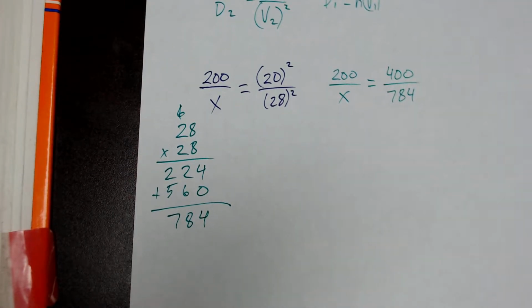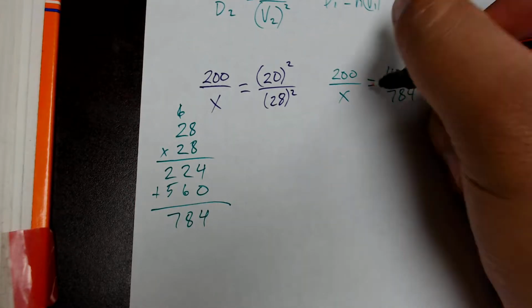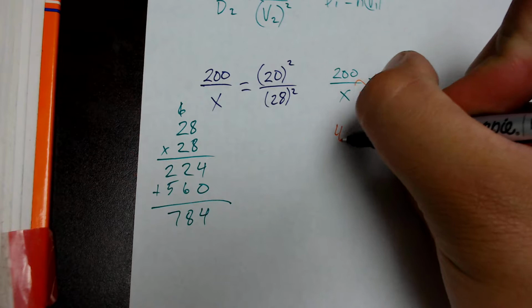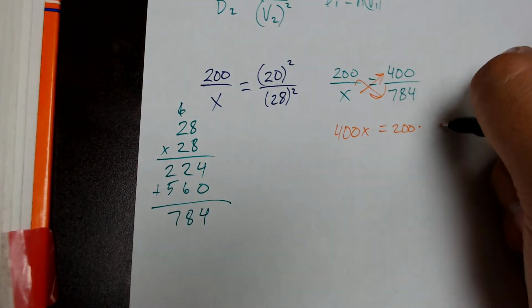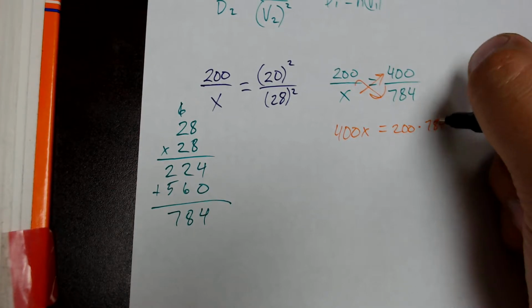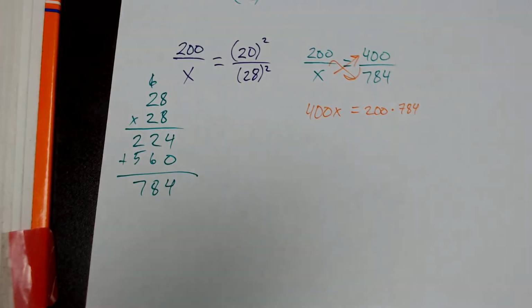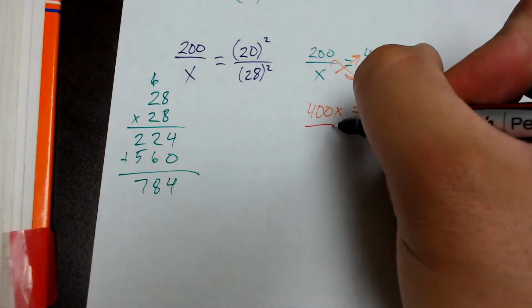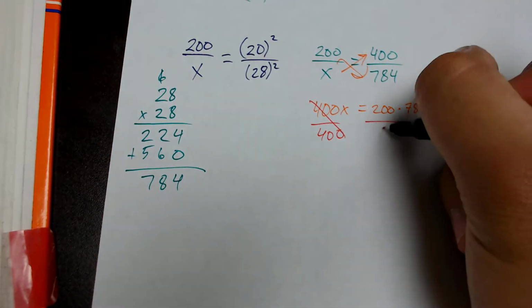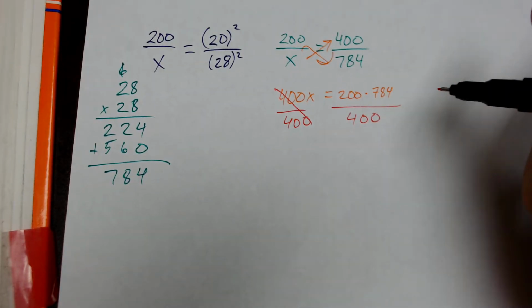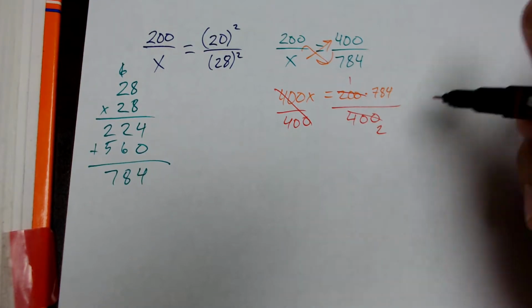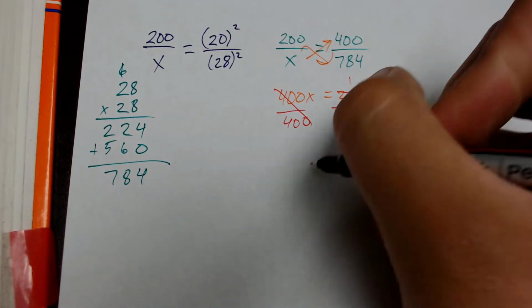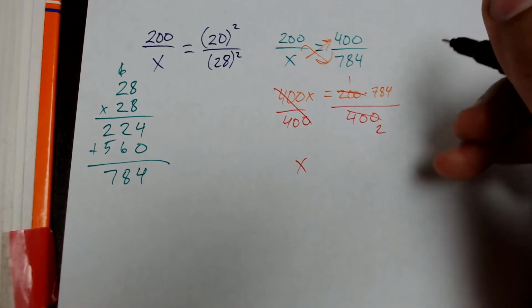Now to solve, I'm going to go ahead and cross multiply. So I cross multiply, and I get 400x is equal to 200 times 784. To solve, I will divide each side by 400. And I know that 200 divided by 400 is just 1 over 2, so that becomes 1, that becomes 2. And the only thing I have to do now to solve for x is to divide 784 by 2, which, let's see here.